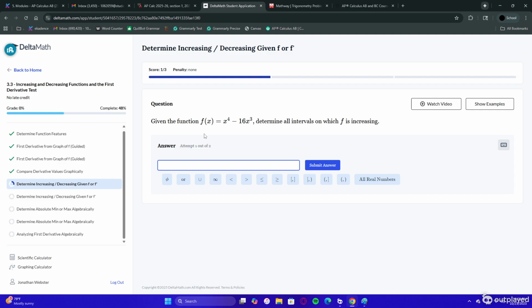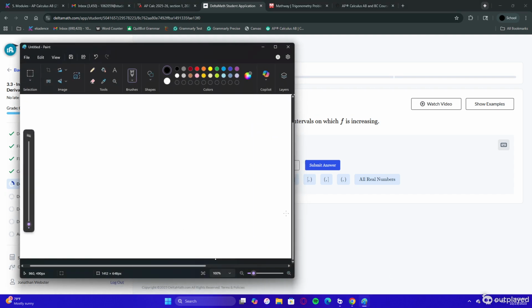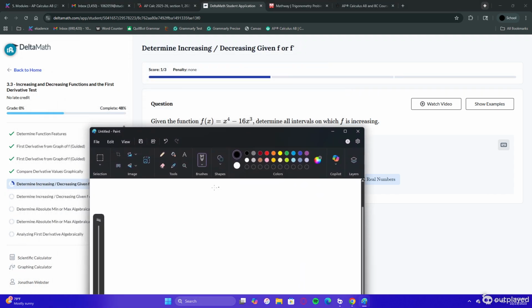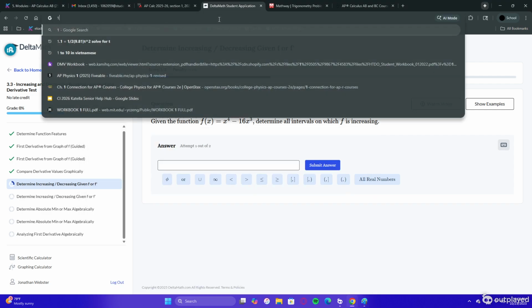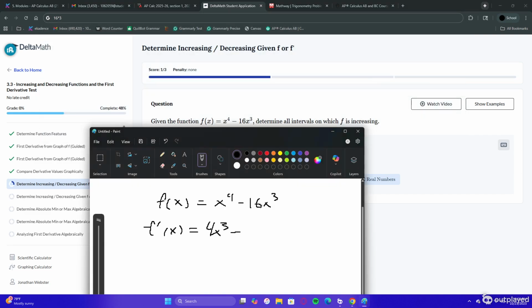Okay, now we're given f of x equals x to the fourth minus 16x to the third, and now we're looking for where f is increasing. So now we only have to deal with f prime. So f prime equals 4x to the third minus 16 times 3, which is 48, x squared.